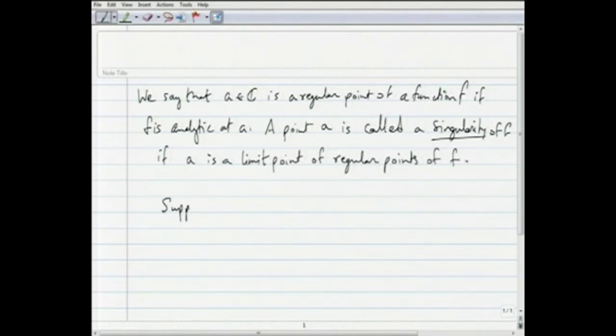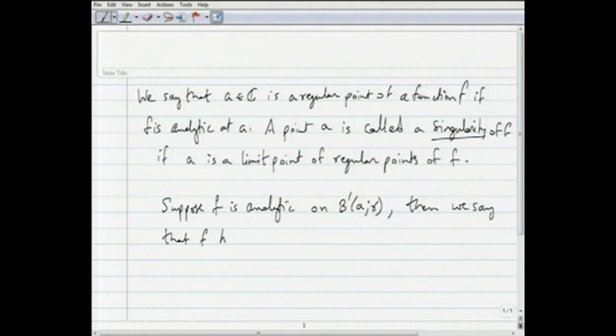So, that is a singularity. Suppose f is analytic on B prime(A, r), then we say that f has an isolated singularity at A. Okay, so the first trivial case is the case where f is actually analytic at A. Okay, so it's analytic in B prime(A, r). Recall B prime(A, r) is the deleted neighborhood of A. Okay, so we are removing A from the ball of radius r around A.